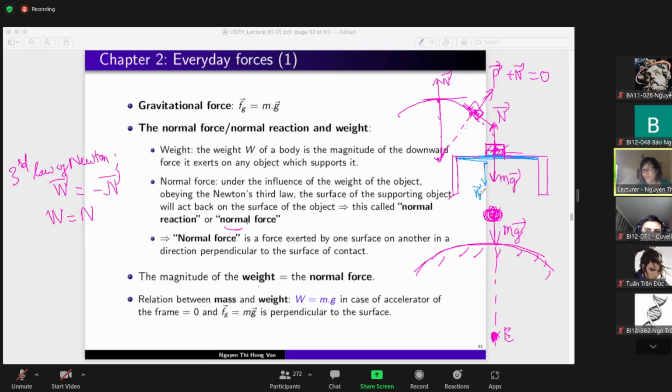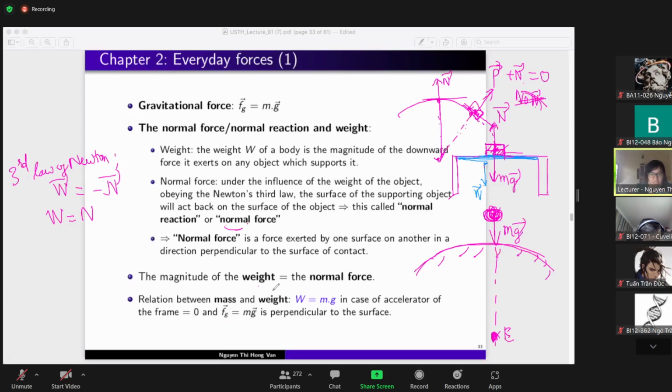Be careful. The weight here is not acting on the object, but on the table. If you consider only the object, there are only these two forces. No W. Remember, no W here. W is the force acting on the table, not the object. Don't be confused.